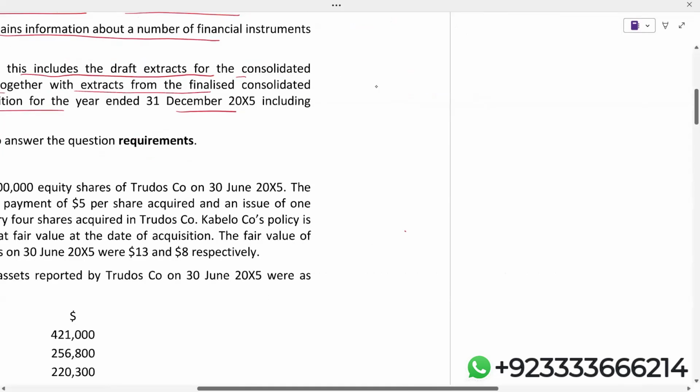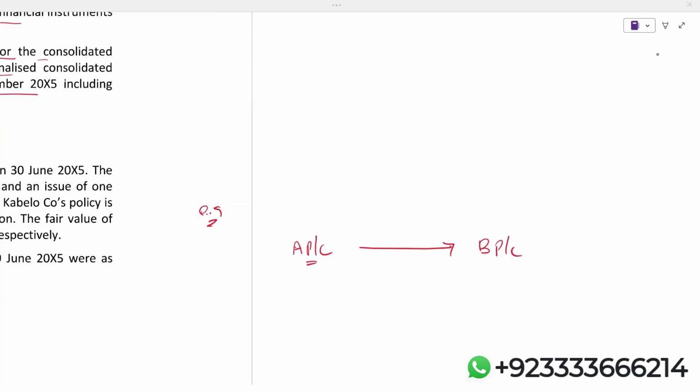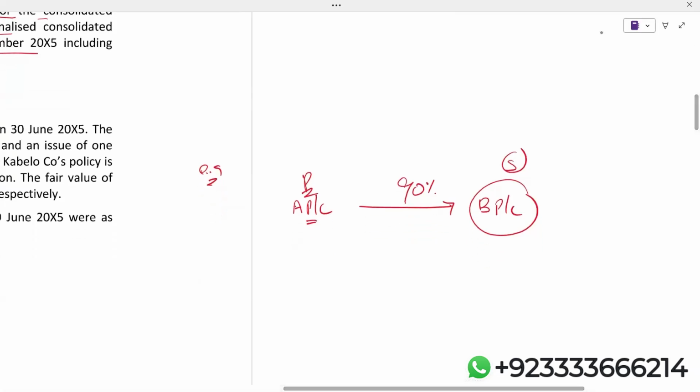For example, just an example. A PLC, which is the parent, acquired B PLC. Assuming A PLC acquired 90% of B PLC. Of course, parent and subsidiary. Assuming in order to acquire B PLC, A PLC paid cash of 100 million.